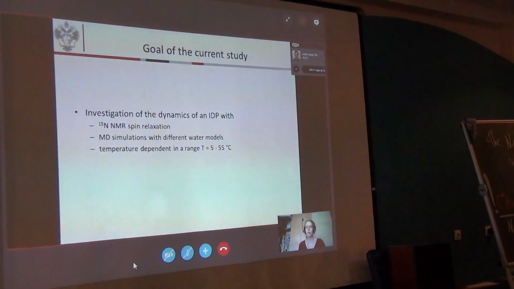And this was the goal of the current study. So we investigated the dynamics of the intrinsically disordered protein with 15N NMR spin relaxation and with molecular dynamics simulations with different water models. And we did this in a temperature-dependent way. We investigated the dynamics in the temperature range from 5 to 55 degrees Celsius.